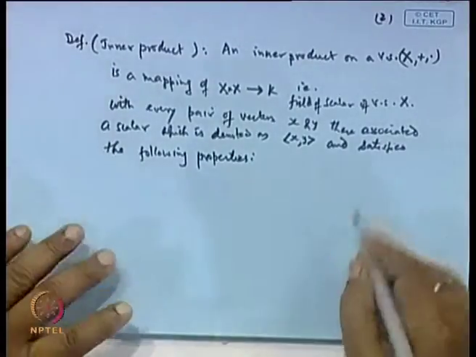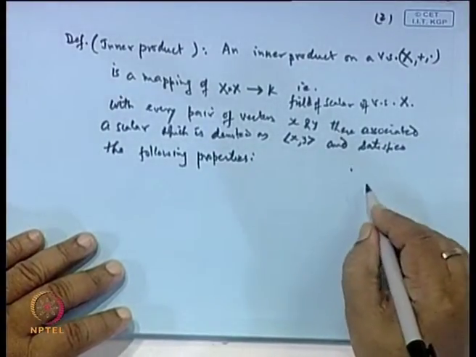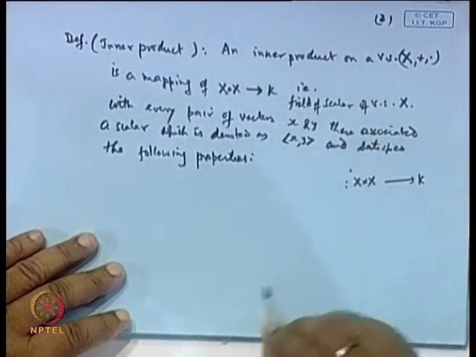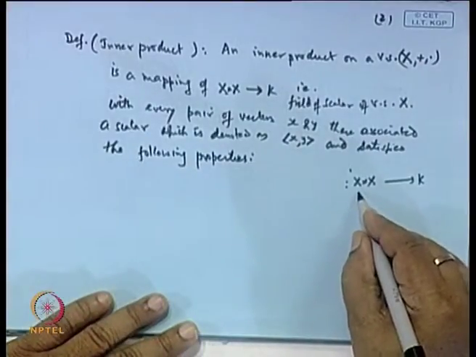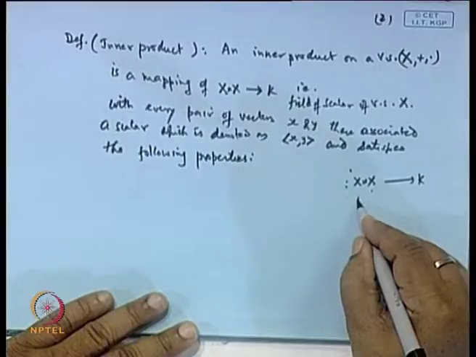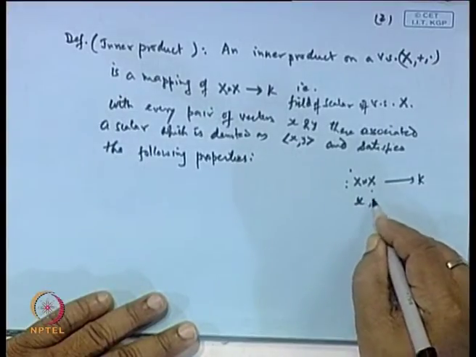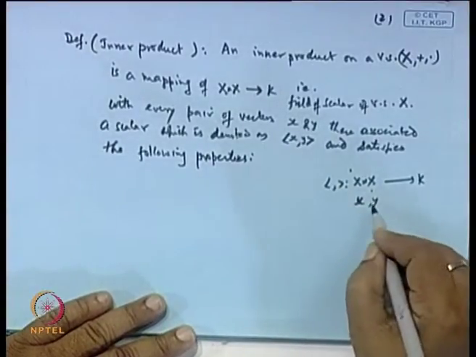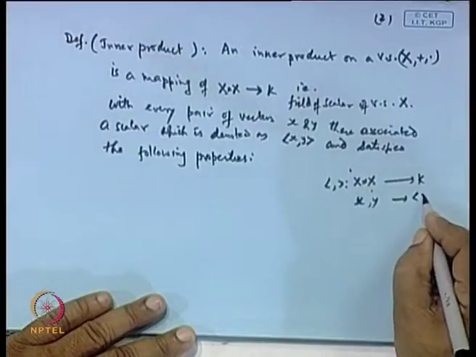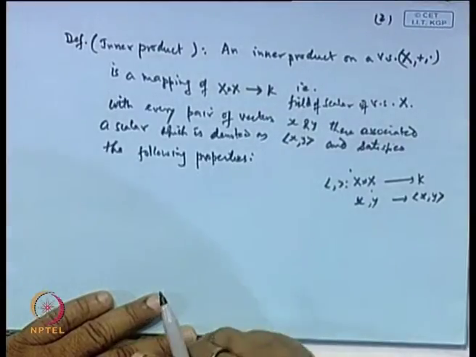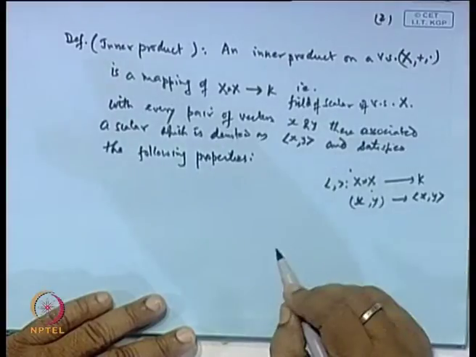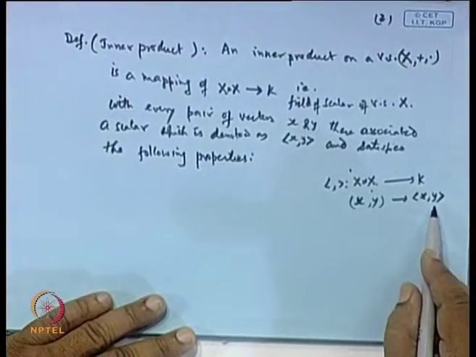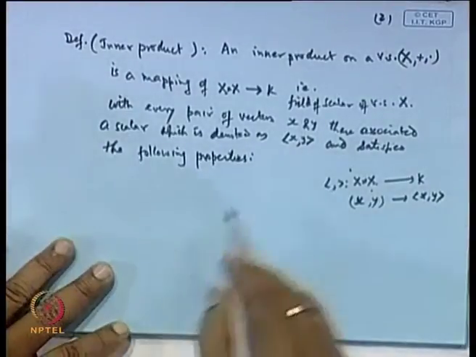Clear? Means we are having, this is our X cross X, we are having a mapping from X cross X to K. So, pick up two points x and y, say x here and y here, and this is the mapping, which will associate this vector to an element, to the scalar (x, y). Take two points x and y, x belongs to X and y belongs to X, and under this mapping we get a scalar (x, y), which satisfies the following properties.